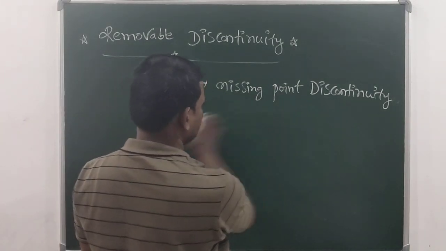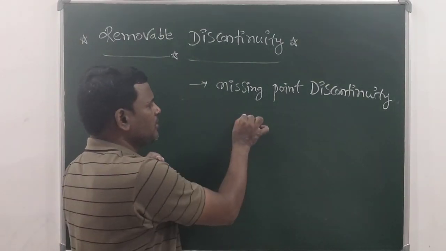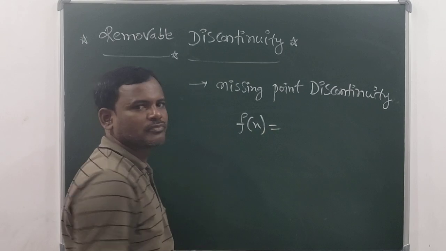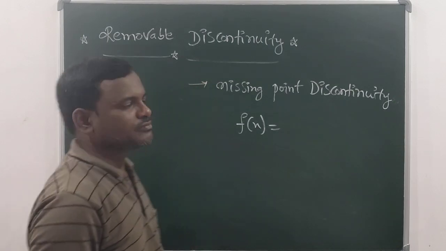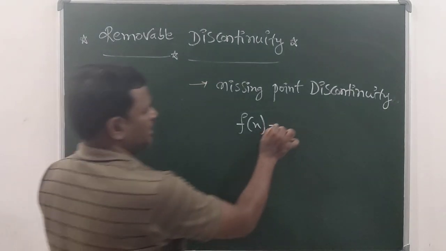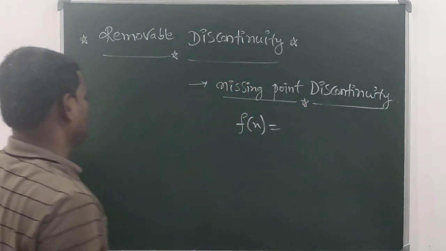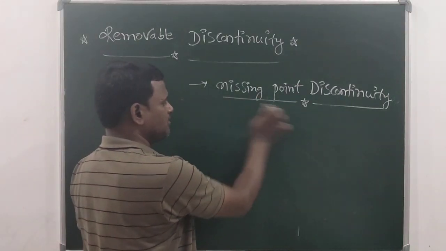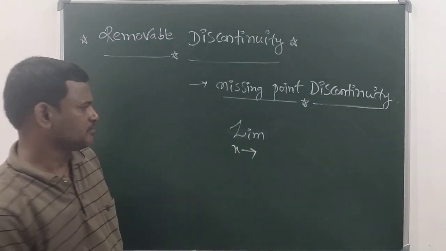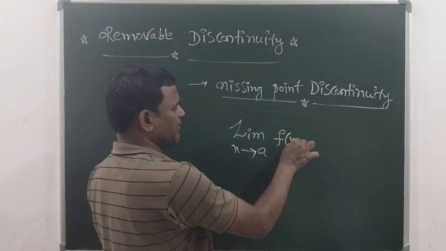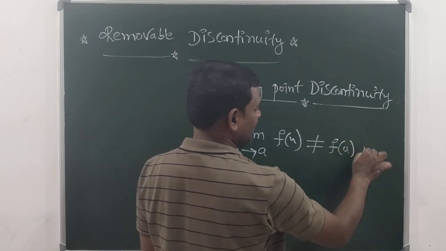I will explain along with one example. In this missing point discontinuity, function will be given to you and point will be given to you. So for example, see students, here x minus 2. In this missing point discontinuity, limit x approaches a of f of x should not be equal to f of a, not defined.